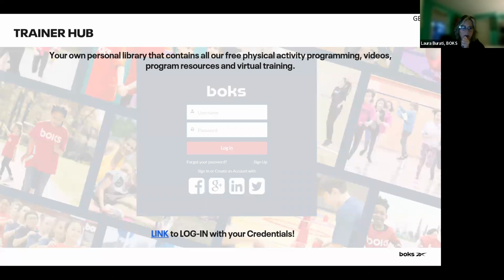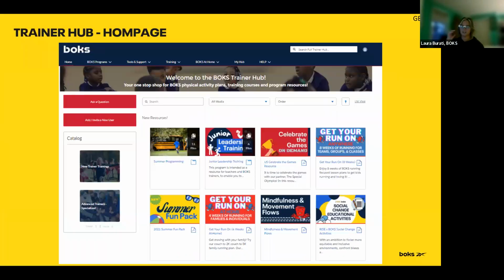Once you sign up, you will have a username and password for our trainer hub. That's how you'll get access to all of the resources. You would come to the login page off of our website, and then put in your email address as well as the password that you set up. That brings us to the trainer hub. As you can see, this is just the front page of the trainer hub. We have new resources or featured resources in the front.